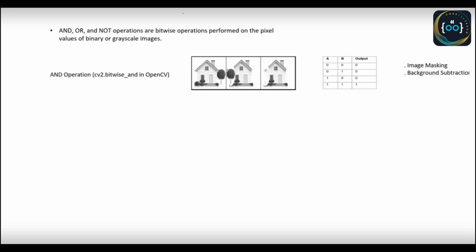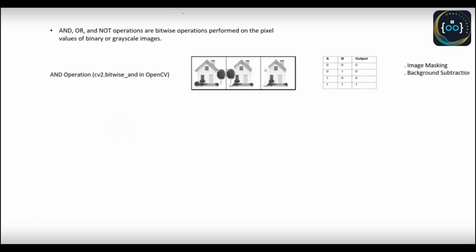In the context of a mask, the AND operation can be used to retain only the portions of an image that correspond to the non-zero regions of the mask. AND is used in image masking and background subtraction. In the case of image masking, we want to isolate a particular region of interest in the image. The operation retains the parts of the image where the mask is set to true and sets the rest to black or zero.